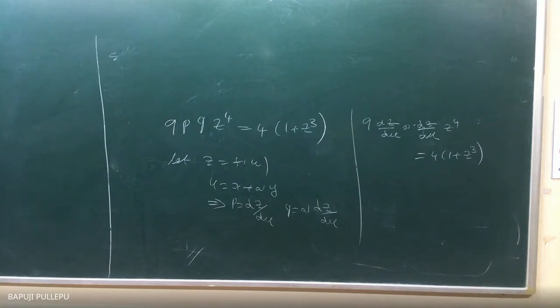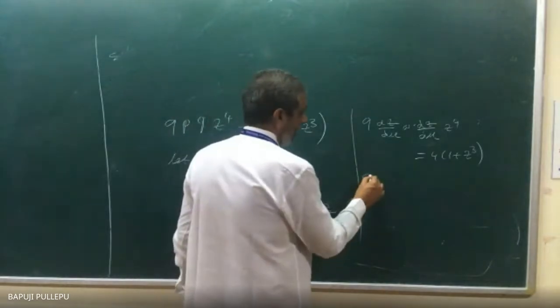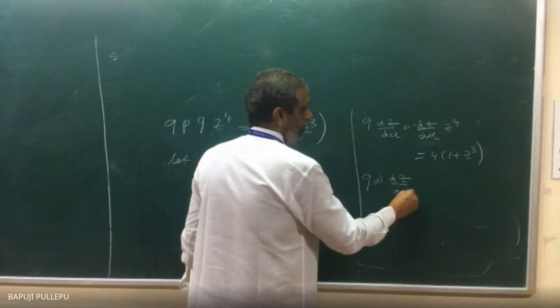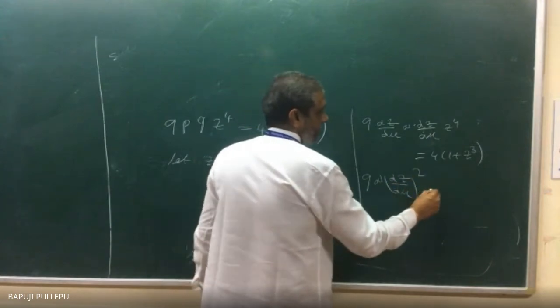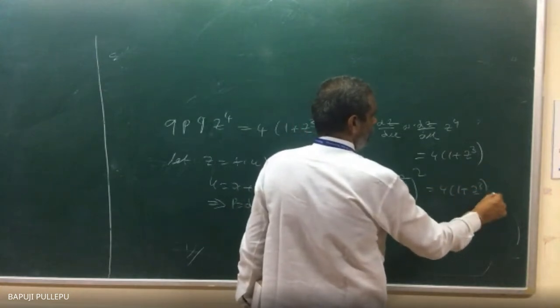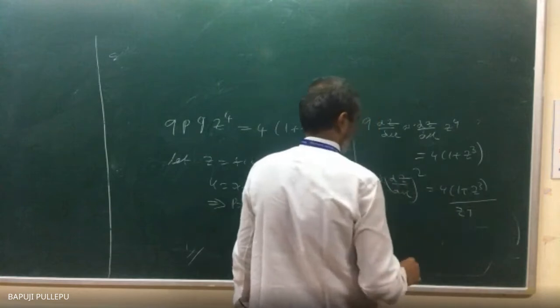Now dz by du into dz by du becomes what? It is dz by du whole square. Correct? Now can I write 9a dz by du whole square, z to the power of 4, is equal to 4 into 1 plus z cube. This I will bring over after that. Any doubt?